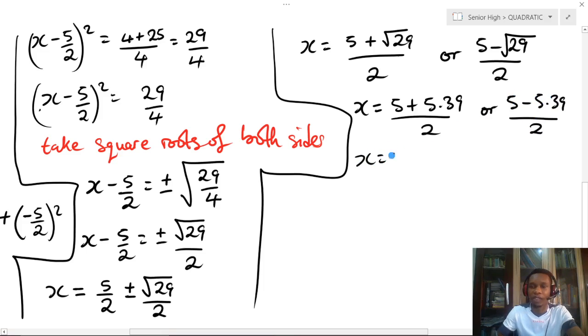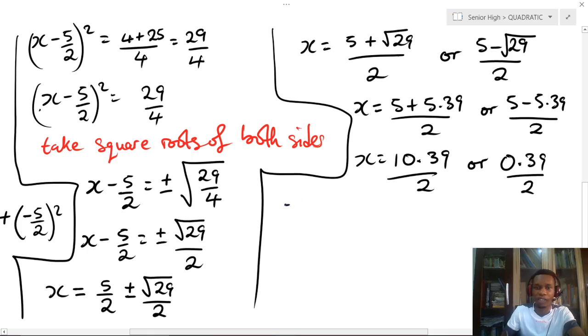And then I have x is equal to, what's 5 plus 5.39? I know that will give me 10.39 over 2, or when you subtract it, what do you have? You'll be having 0.39 over 2. I think I'm correct, yeah. Okay, no, that's not correct. And then when we are subtracting, this will be minus 0.39. So let's subtract this one.